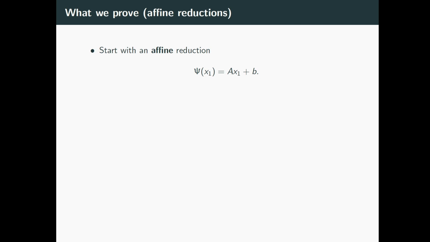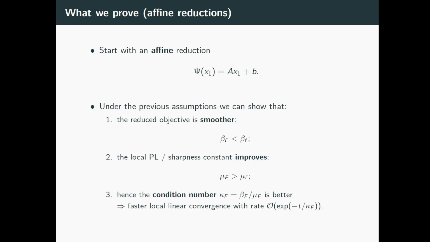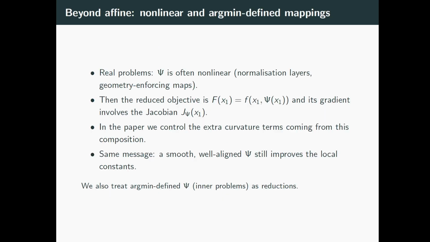Under those assumptions, for affine reductions, we can show that the reduced objective becomes smoother, its PL constant improves, and therefore its conditioning number improves. We then extend to nonlinear cases by adding a bounded distortion condition, so that the curvature introduced by the mapping doesn't undo these gains, and we treat argmin-defined reductions in the same framework, which is a form that often appears in practice.